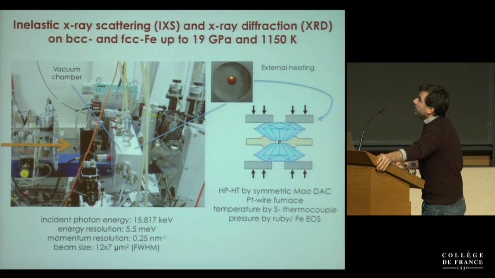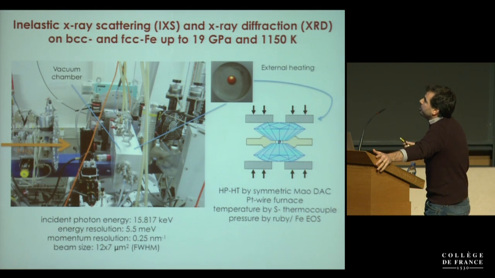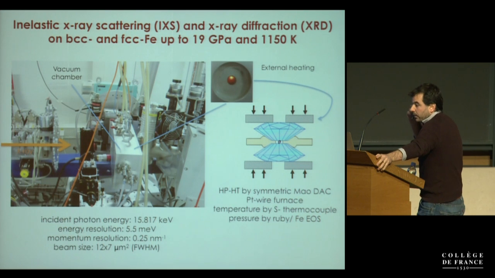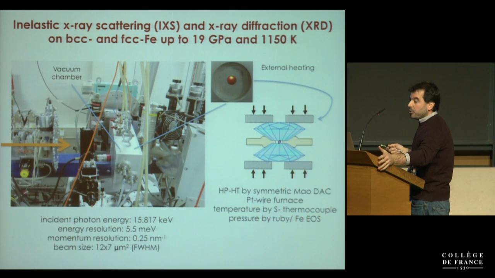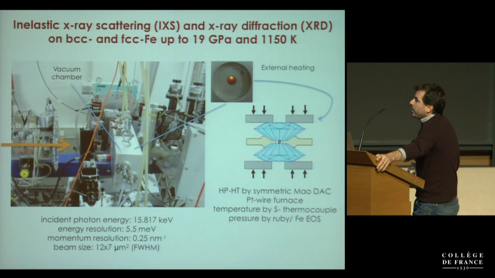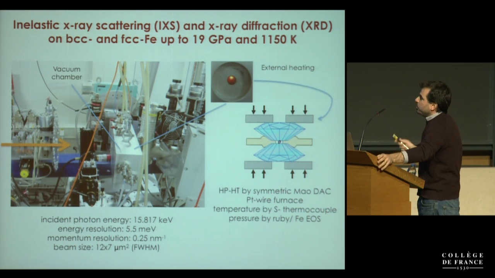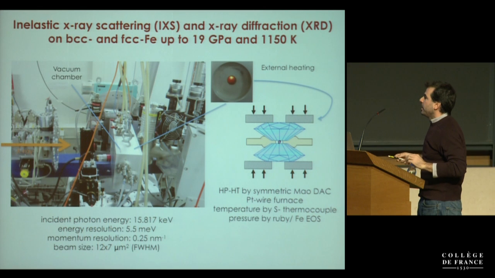So we performed inelastic X-ray scattering and X-ray diffraction experiments on both BCC, body-centered cubic, and FCC, face-centered cubic, iron, up to 19 GPa and 1100 K. Given the time and the audience, I will not go into too much technical detail. If anybody is interested, please feel free to ask a question later on. I will only stress that the experiment was performed at 15.8 kiloelectron volts, with an energy resolution of 5.5 millielectron volts, a momentum resolution of 0.25 nanometer minus 1, and the beam was focused down to 12 by 7 microns.